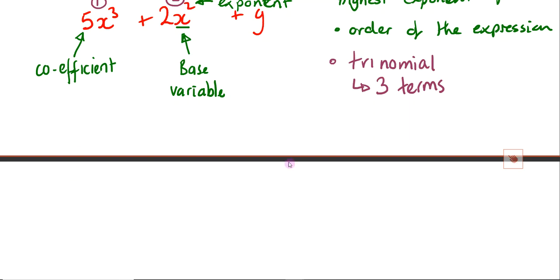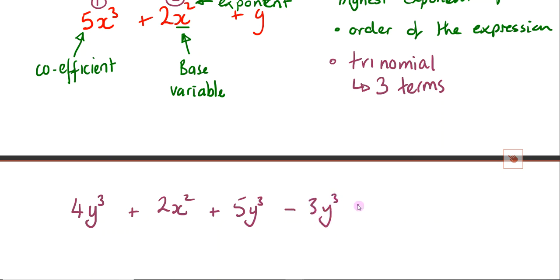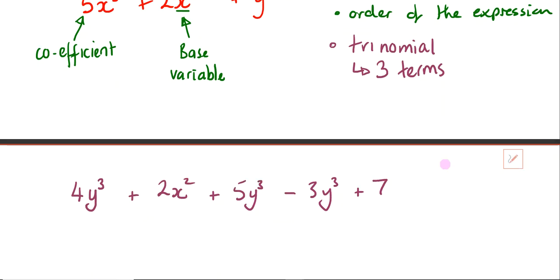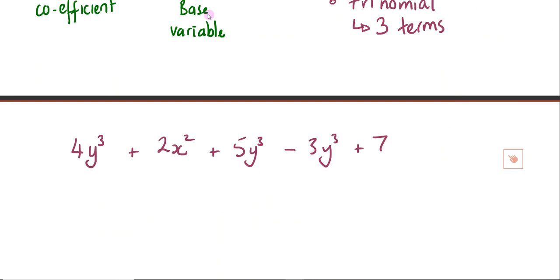Well, let's have a look at this. Let's collect this one together. So we've got 4y cubed plus 2x squared plus 5y cubed minus 3y cubed plus 7. That's a number. That's definitely a number. But if I asked you to simplify that, what would you tell me? Put 4y squared and 3y squared together. And then the 5. So what should come first? What's the order of this expression?